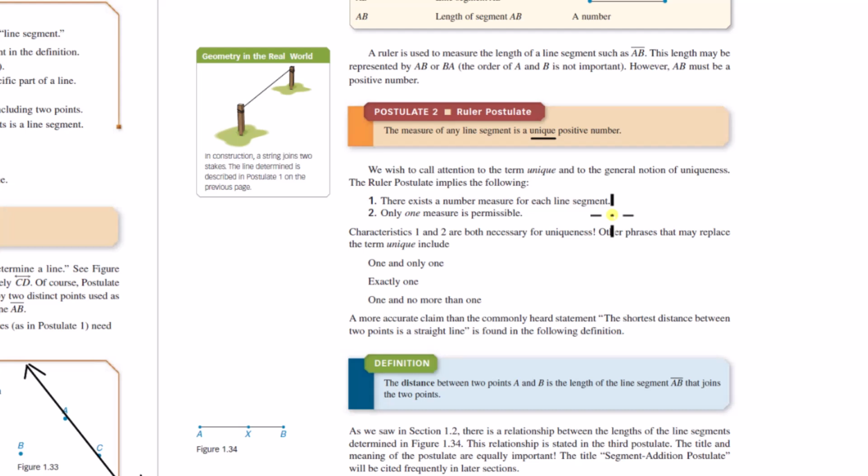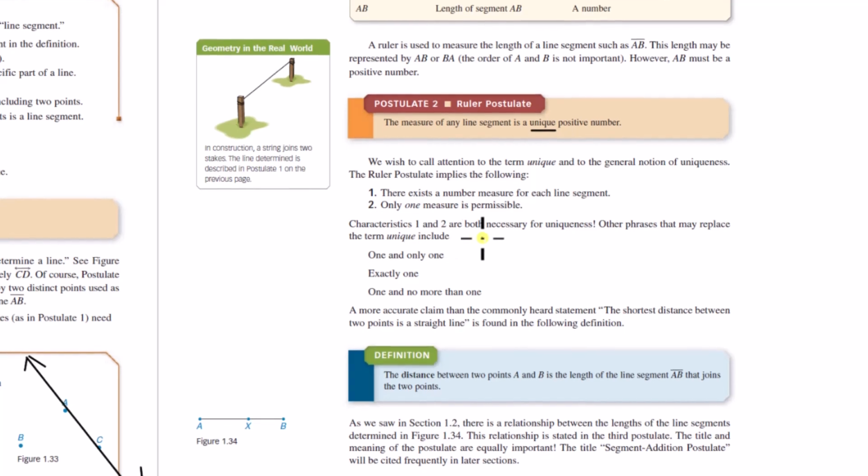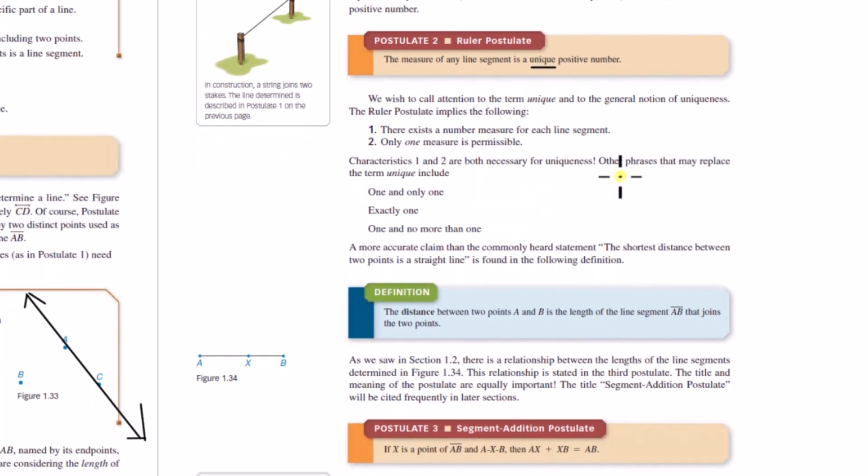They're saying that, like when it comes to functions, here's a good example from algebra, the idea that you can't have the same input corresponding to separate outputs. Someone can't say this line measures 11 millimeters, and someone else say no, this line measures 5 millimeters. You're taking 2 different measurements. This line has one and only one length. That's the idea of unique. Characteristics 1 and 2 are both necessary for uniqueness. Other phrases that may replace the term unique include one and only one, exactly one and no more than one.